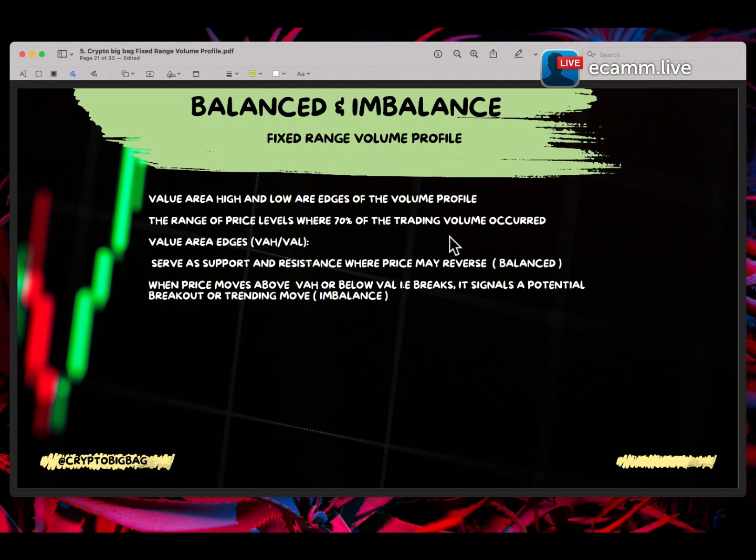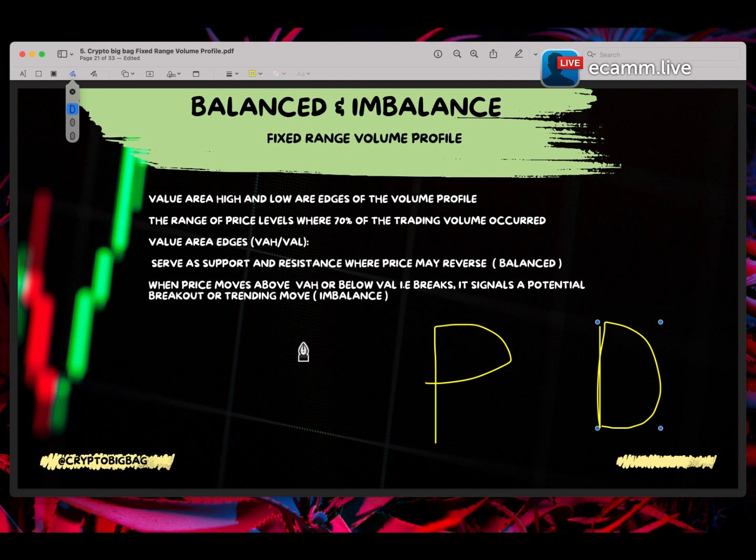Now we're going to use fixed range volume profile to determine this. Fixed range volume profile has different kinds of profile shapes. There is a P shape, a D shape, and a B shape. When I say P shape, the profile is going to look like this. For the D shape, the profile is going to look like this. For the B shape, the profile is going to look like this.